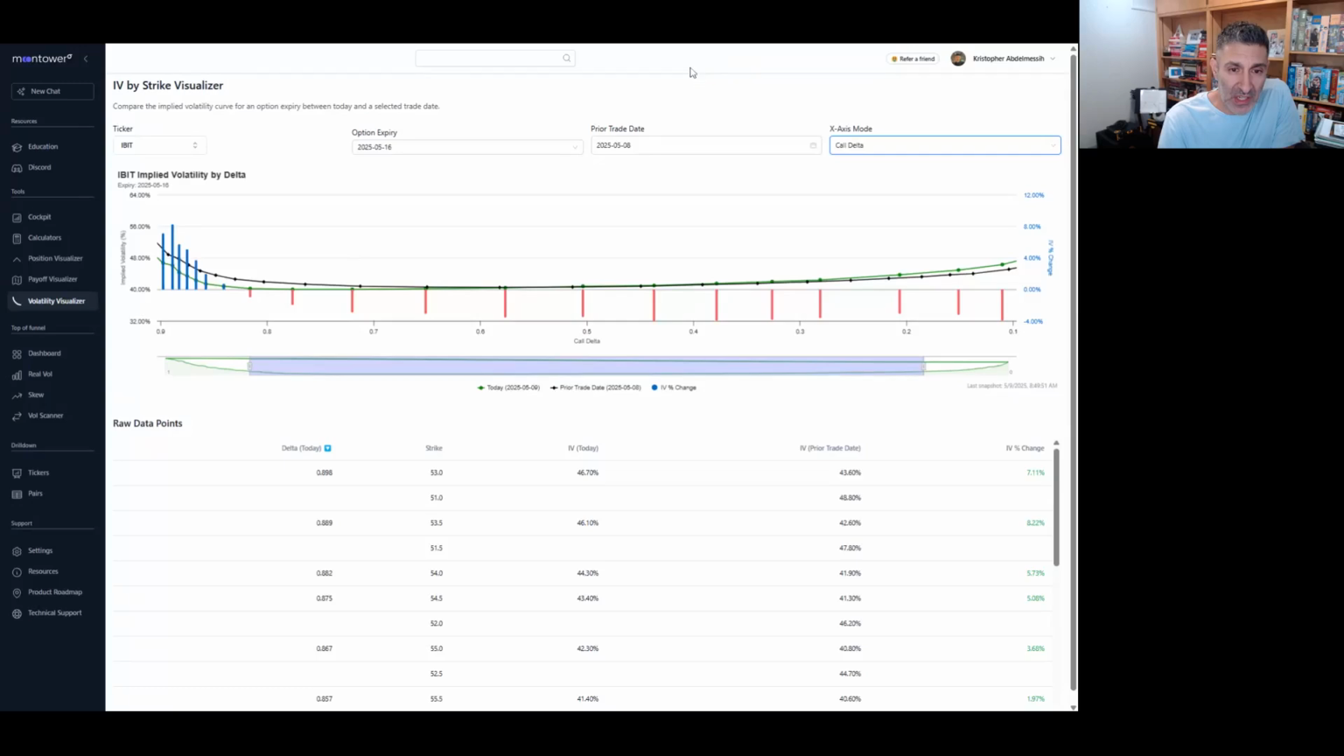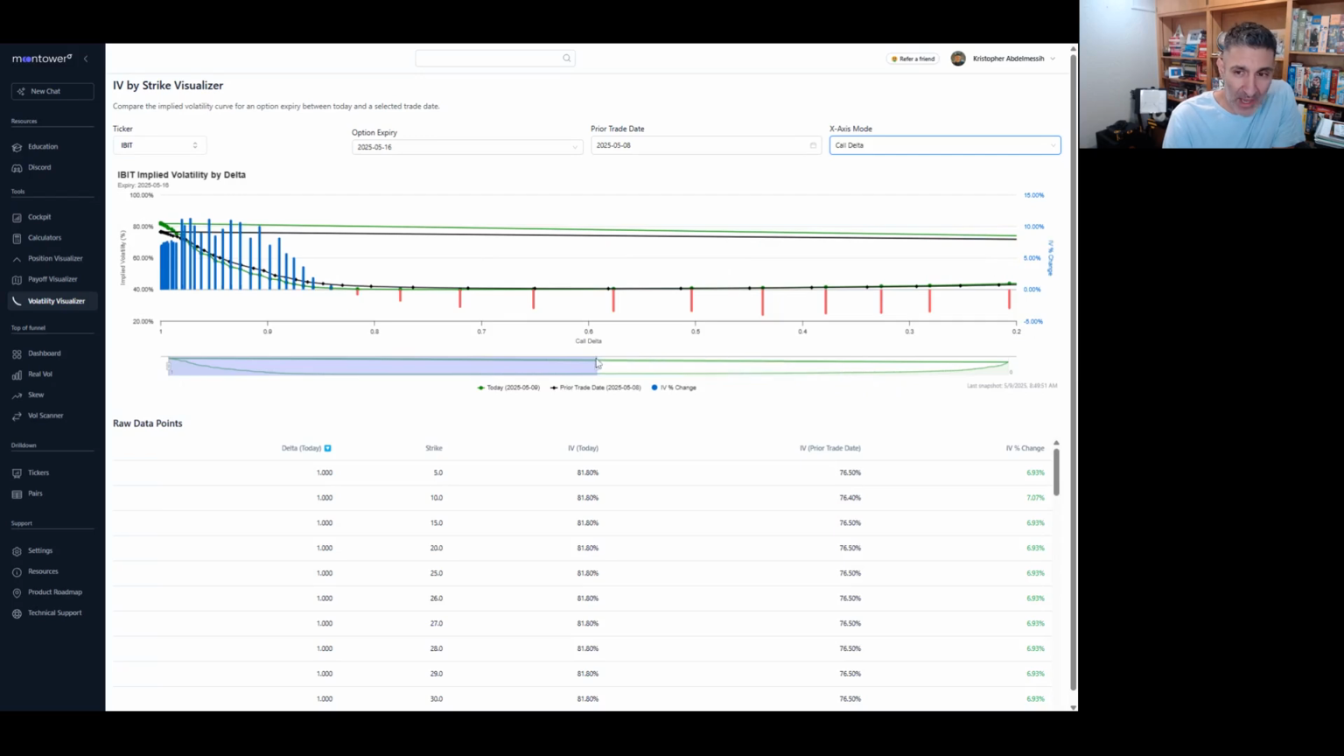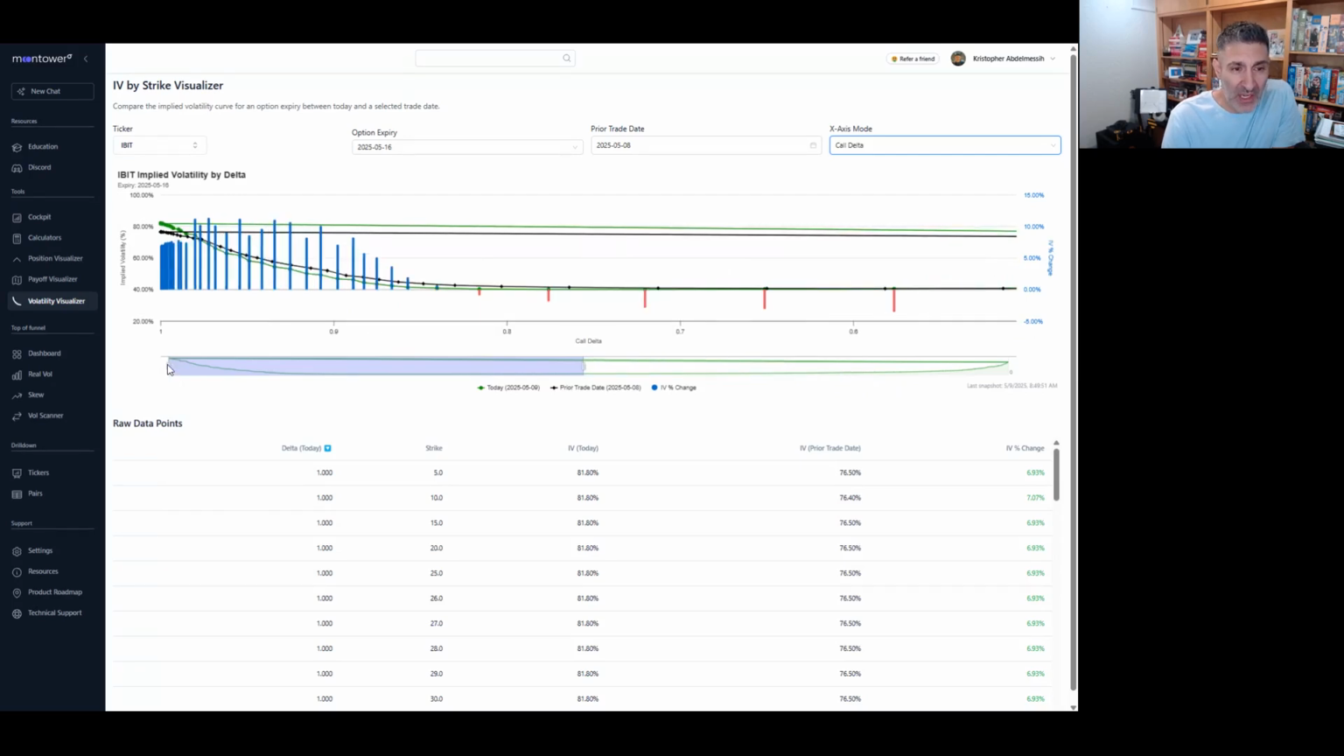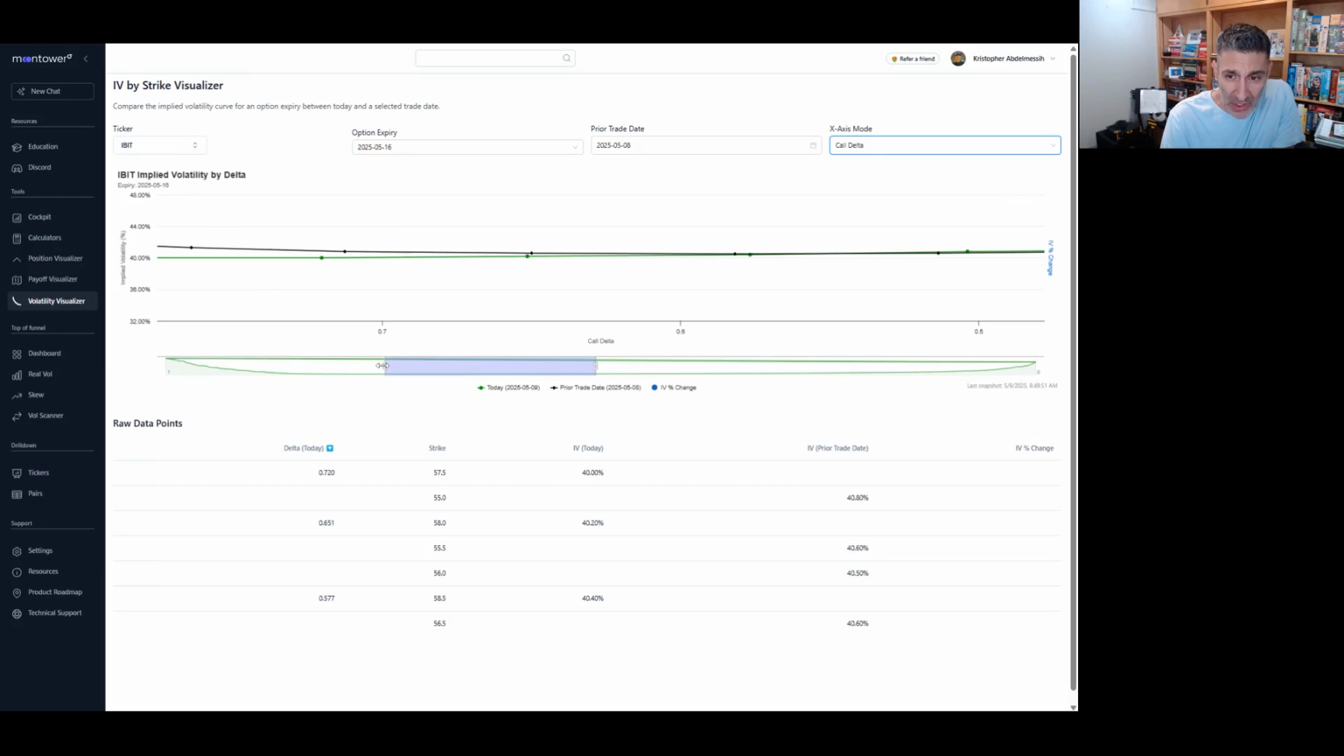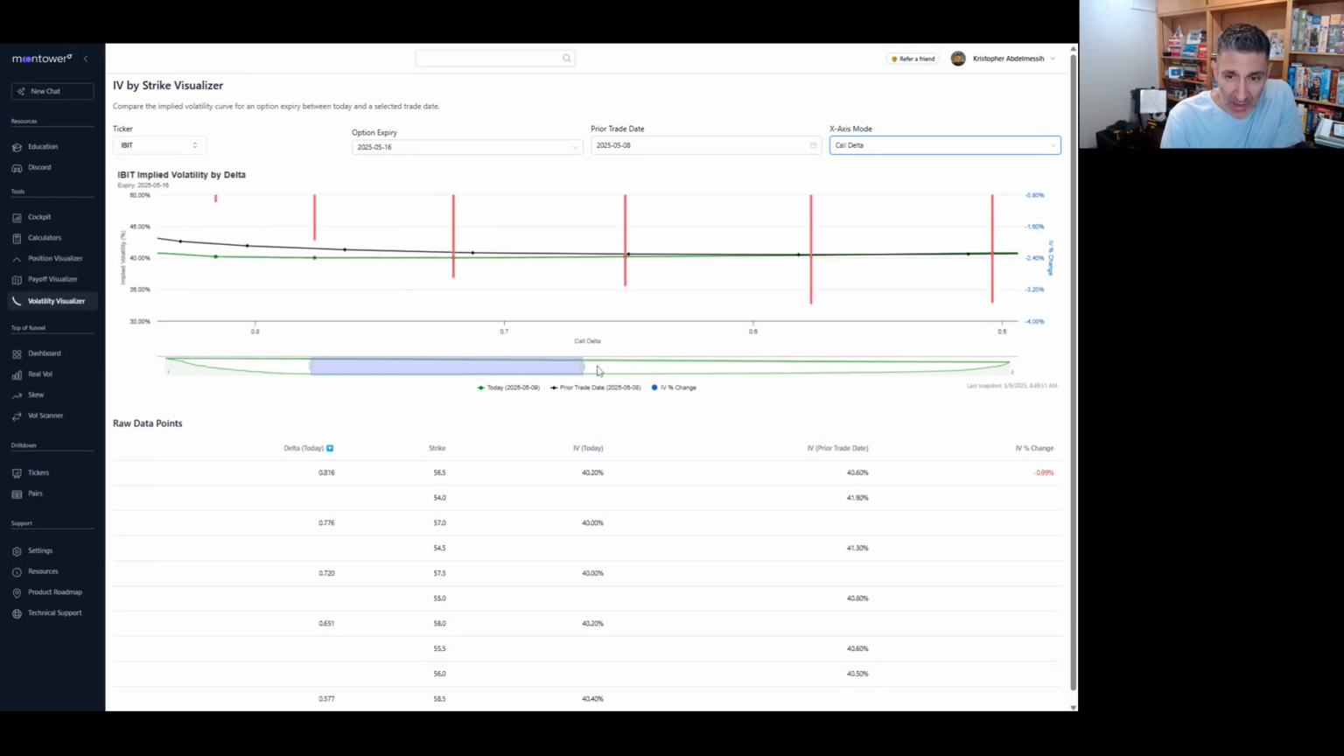Anyway, that's kind of this. This is the new tool that we just launched. You kind of see how it works. You can switch out of strike mode to put call delta mode. So if you wanted to see it by delta, we do it by call delta. This is like a 90 delta call, but really this is a 10 delta put. This is really the way you should think about it: from the 90 delta call up to the 10 delta call. And again, this is a ridiculous strike range, so we're going to narrow that.